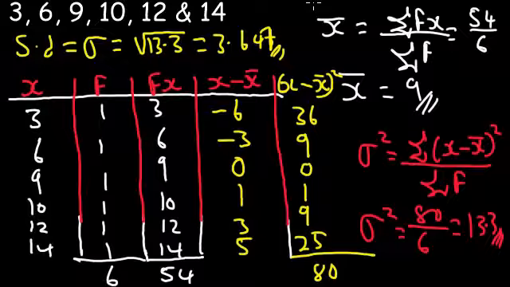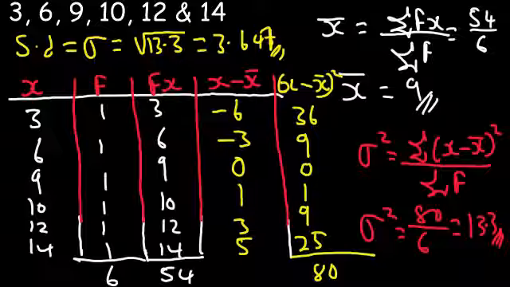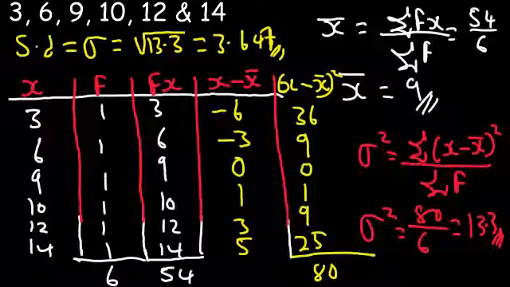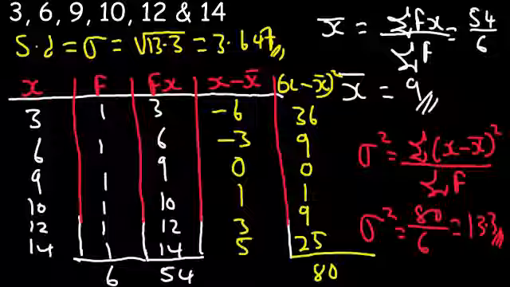Now, it's important for you to understand what a standard deviation means. Standard deviation helps us to understand how a set of numbers differ. When the standard deviation of a set of numbers is very low, it means those numbers are very close to themselves. While when the standard deviation is very high, it means those numbers are far away from themselves.